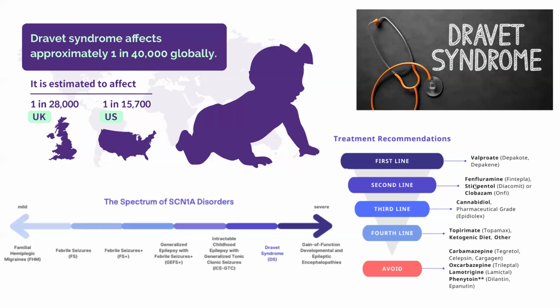There are other drugs. Fenfluramine is not available in India. Stiripentol is not clearly available in India. Clobazam is a very good drug in Dravet. And third line, cannabidiol is now freely available in India. If you have a refractory seizure in the case of Dravet syndrome, you can use cannabidiol.